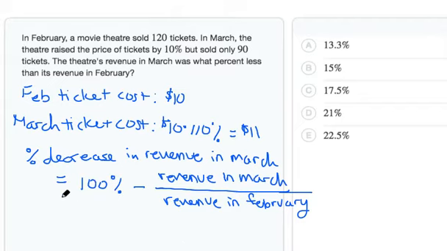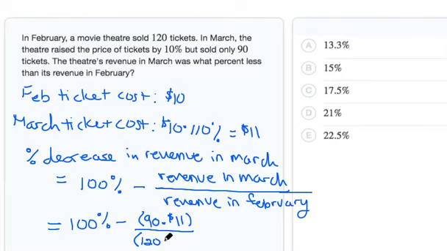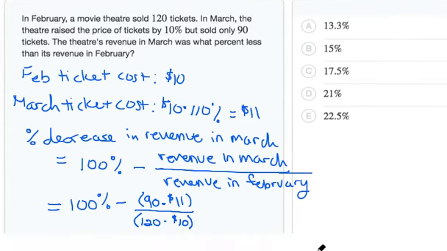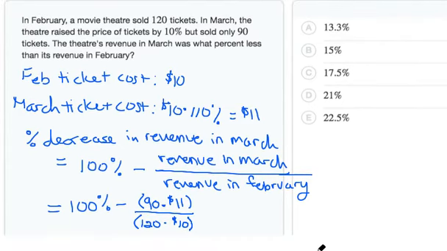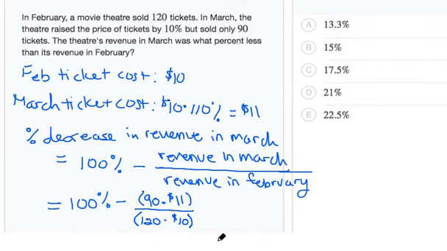So plugging in these numbers, let's go ahead and continue with this equation. We have 100% minus our revenue in March would be 90, since it's 90 tickets, times the cost, which would be $11, since we're still using that example, over, in a similar fashion we have for February, 120 times the cost. In our example, we're using 10. And remember, these costs, we just picked convenient values for ourselves, since the ratios are still going to hold no matter what the actual cost was.